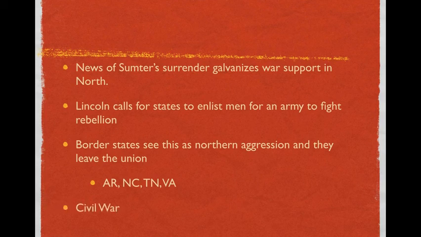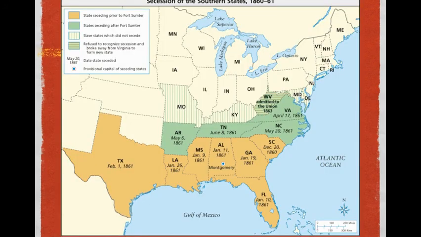And once that occurs, you have Lincoln calling for troops. You have the South now calling to defend themselves. We now have a civil war. And just map-wise, this is what it looks like. You have those orange states. Those were the first states to leave. You have those green states. Those were the second batch to leave.